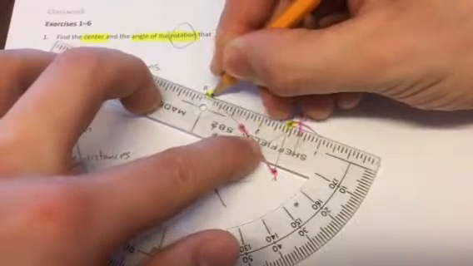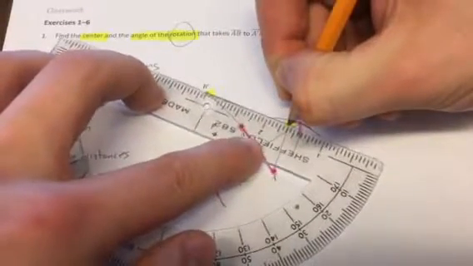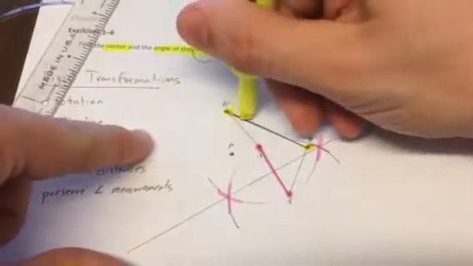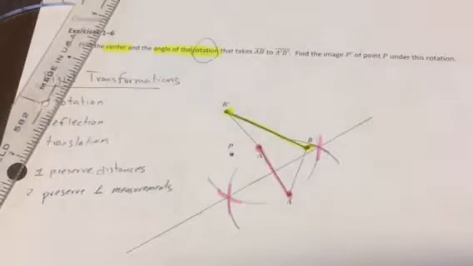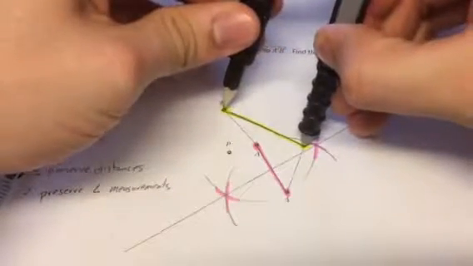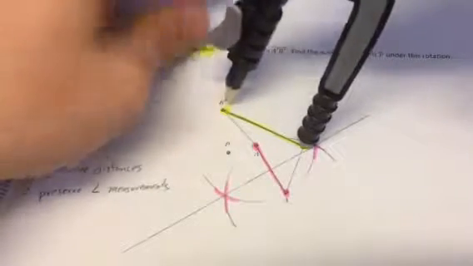So let me connect them. Oh, I was off by a little. Let me redraw this if possible. Okay, there we go. Let me highlight that line so you know exactly which line I'm looking at. And we're going to do the perpendicular bisector again for this line. So I know we've been doing this a lot. You're going to become masters at perpendicular bisectors.